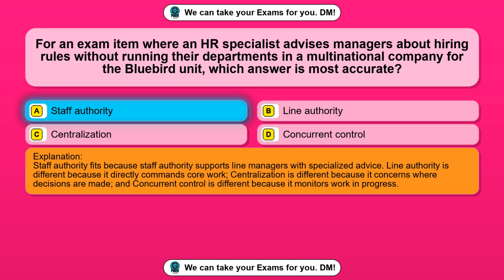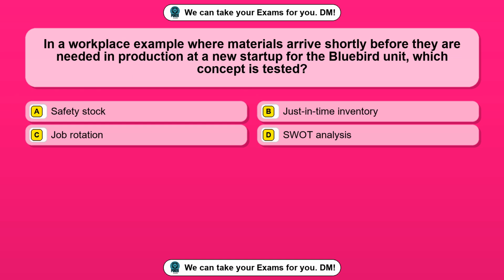Question 90. In a workplace example where materials arrive shortly before they are needed in production at a new startup for the Bluebird unit, which concept is tested? Option A, safety stock. Option B, just-in-time inventory. Option C, job rotation. Option D, SWOT analysis. The correct answer is option B, just-in-time inventory.